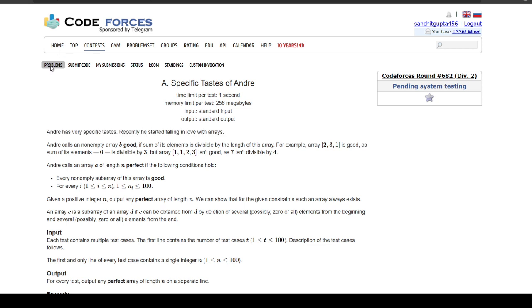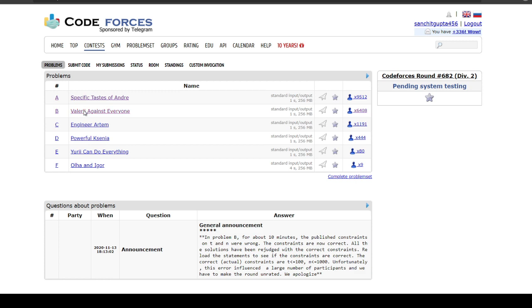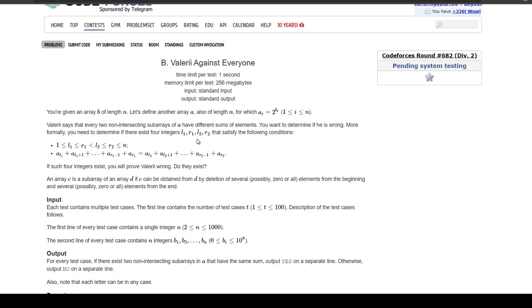Now let us move on to the second problem. Valera against everyone. So this problem was pretty simple. The only thing is you need to find two distinct, non-intersecting subarrays of a given array A. You are given an array B which has n integers, and A is 2 raised to b_i.